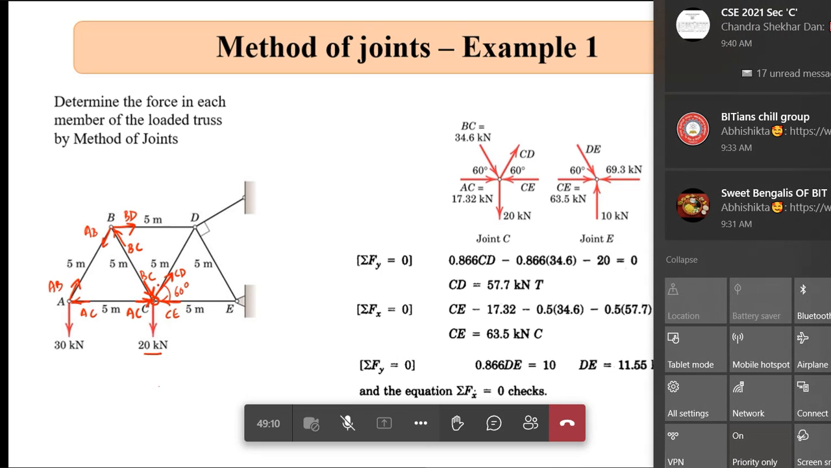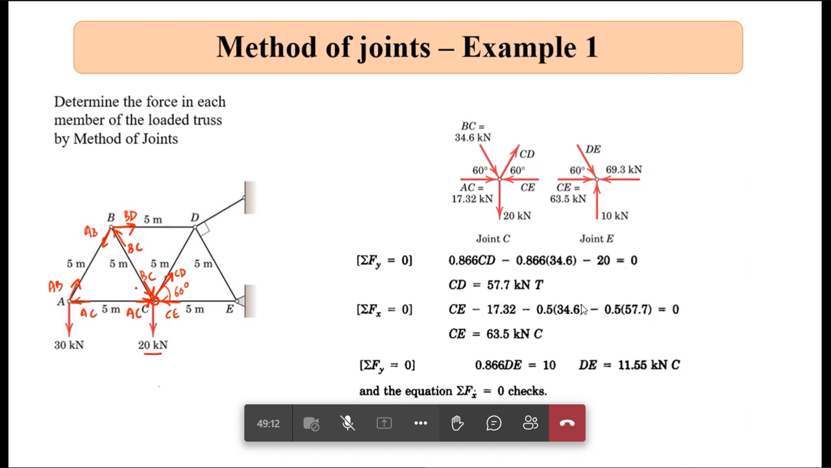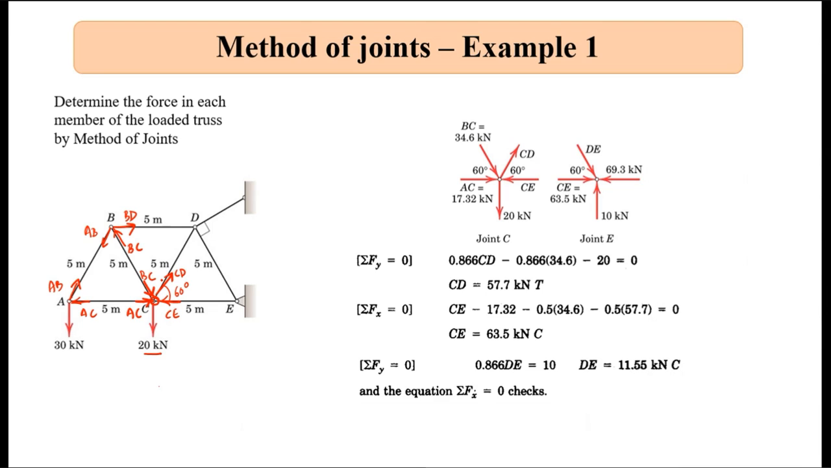And this angle is also known to me, 60 degree. So this will also be 60 degree, right? So here only CD is in positive direction. Vertical component of CD is in positive direction.